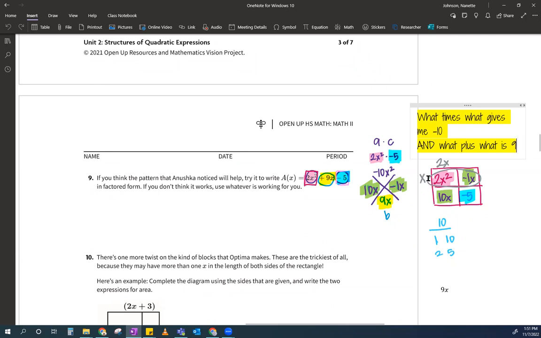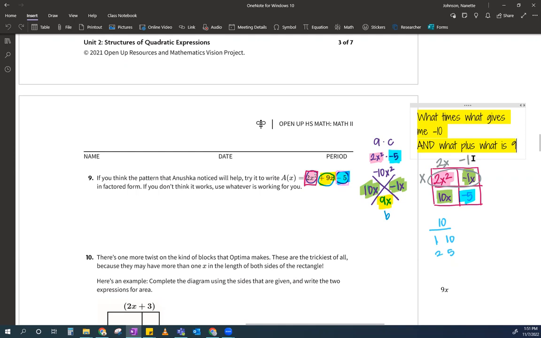So then do it again. X times what gives me negative 1X? Very good. Minus 1. And if you can imagine these as tiles, you'll see the 2X minus 1 here, right?